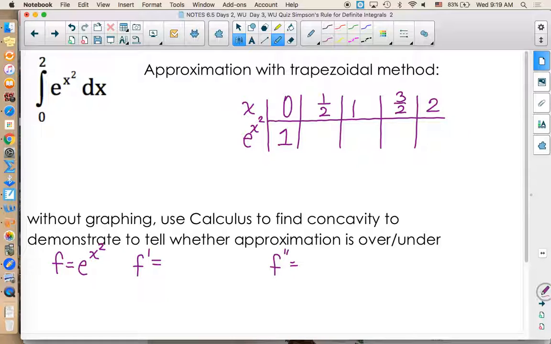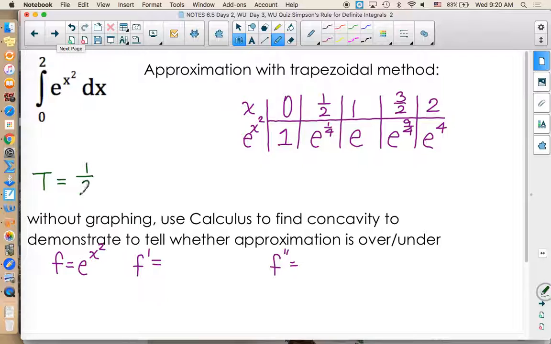E to the 1/2 squared will be e to the 1/4, so that's our value, no need to get a decimal here. E to the 1 squared is e to the 1, that's just e. E to the 3/2 quantity squared will be e to the 9/4, and this will become e to the 4th. So I have those values when I need to plug them in for my approximation, so take a second and get those.